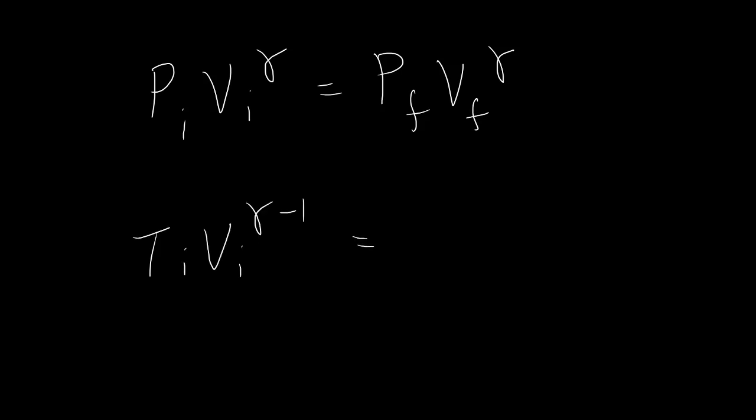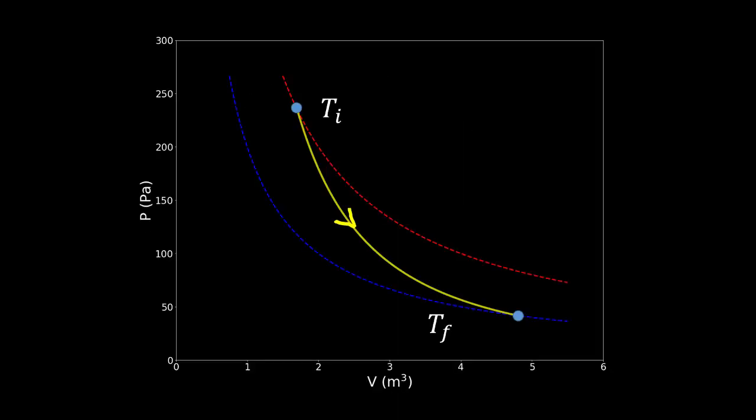Thus, for the initial and final states in an adiabatic process, Pi Vi to the power gamma is equal to Pf Vf to the power gamma, and Ti Vi to the power gamma minus 1 is equal to Tf Vf to the power gamma minus 1. On a PV diagram, we see that the adiabat starts on one isotherm at Ti and ends on another isotherm at Tf.